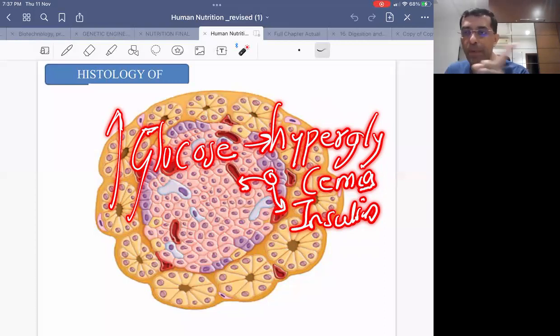muscle cells. Usme glucose chala jata hai, and glucose gets converted into glycogen, which we remember is then used as a storage of sugar, and it is used during emergencies like starvation. So when you are hyperglycemic, insulin will convert glucose into glycogen.